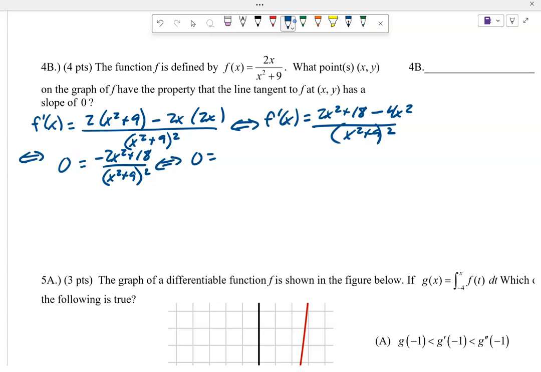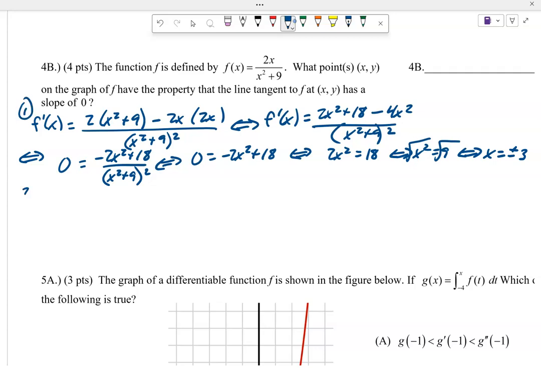I'm just going to take my numerator, set equal to 0. So 0 equals negative 2x squared plus 18. I'm going to add 2x squared to both sides. So 2x squared equals 18. So x squared equals 9. Square root, square root. So I've got plus or minus 3, at an x value of 3 and an x value of negative 3. So that's step 1, find that x value where that occurs.